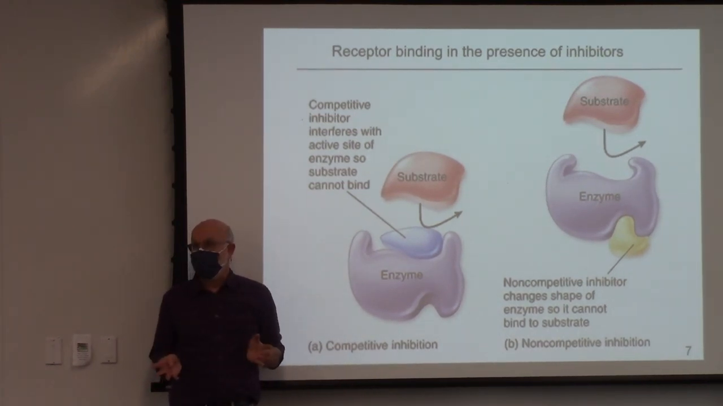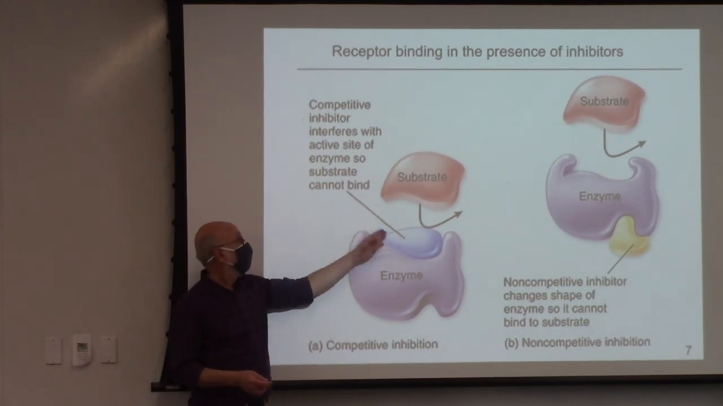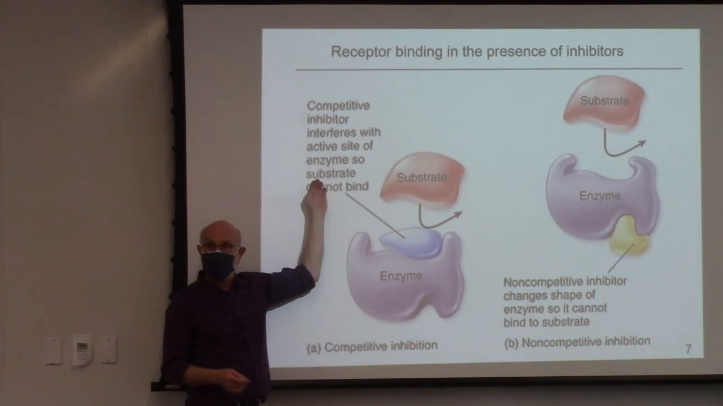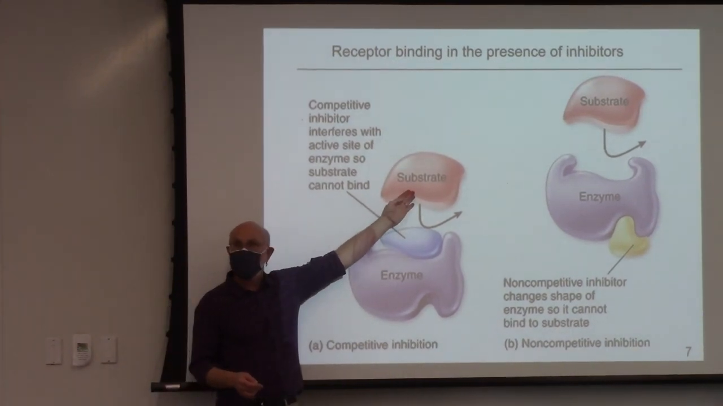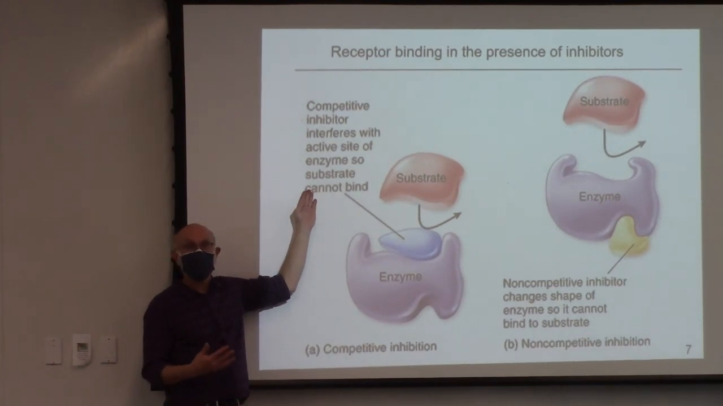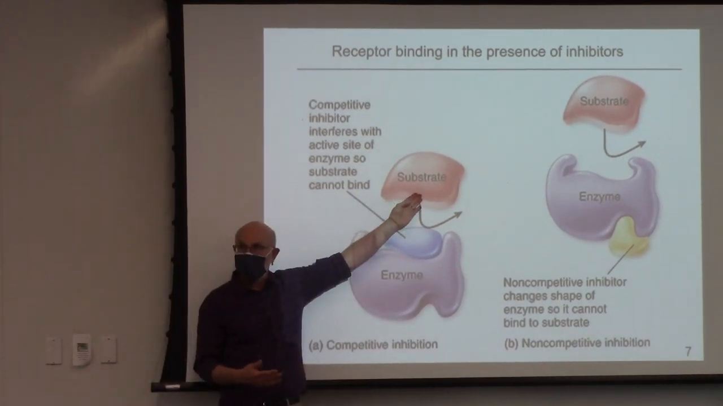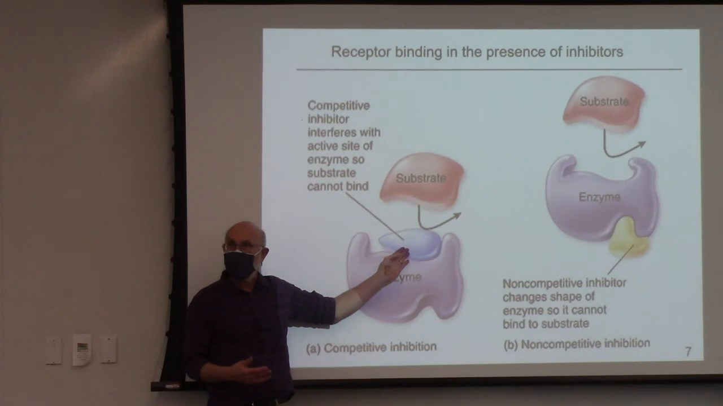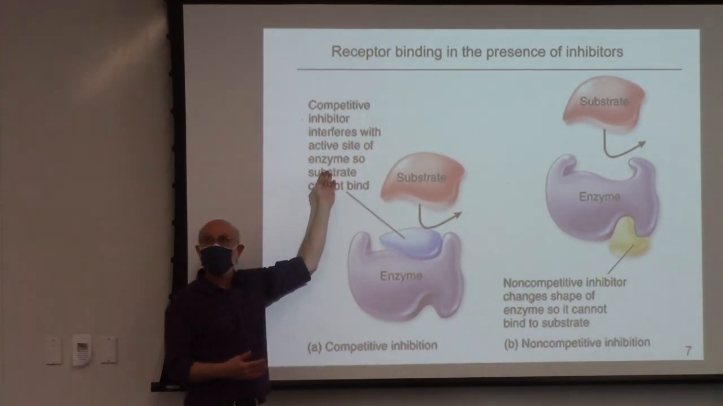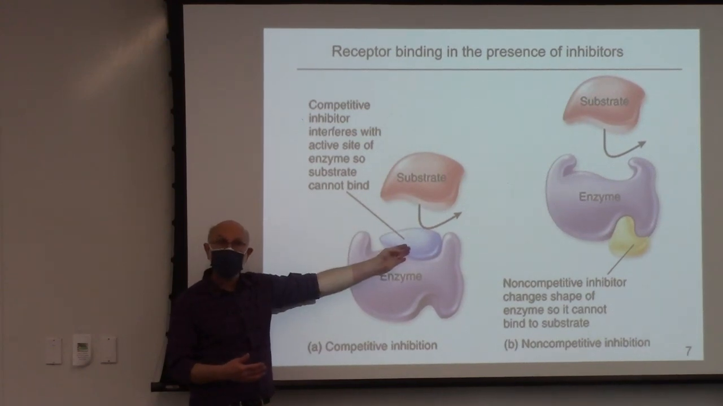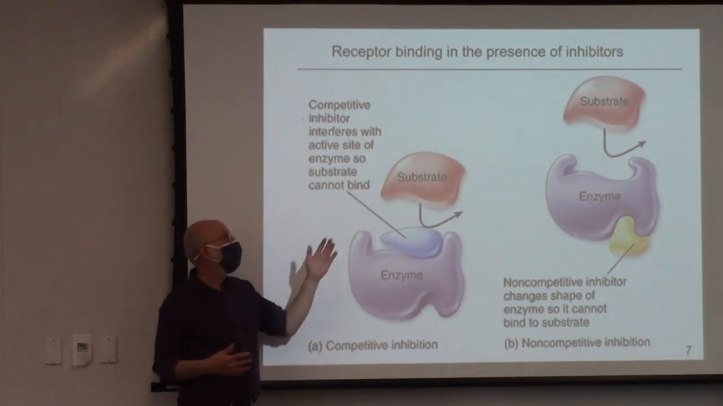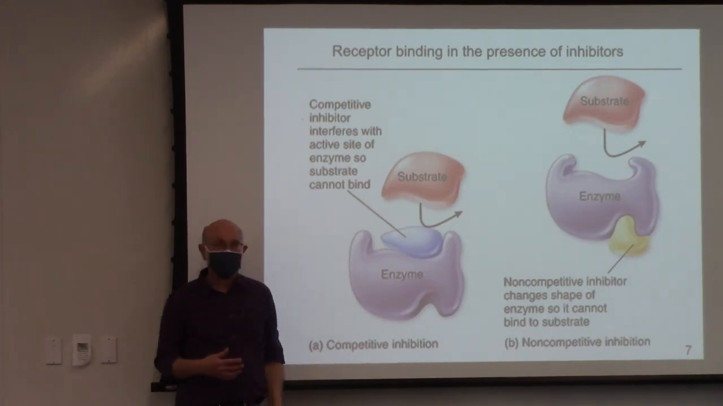Everything is reversible. The binding of the inhibitor, binding and unbinding. Binding of the substrate. If the inhibitor is not present or is unbound, then the ligand can bind. And if the ligand unbinds, then the competitive inhibitor can bind. Right? So it's a competitive binding reaction.